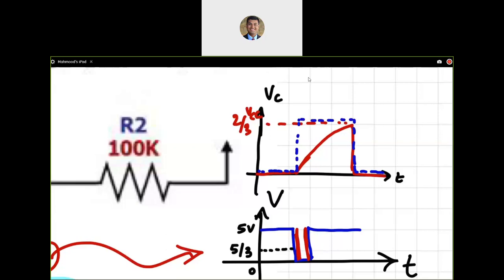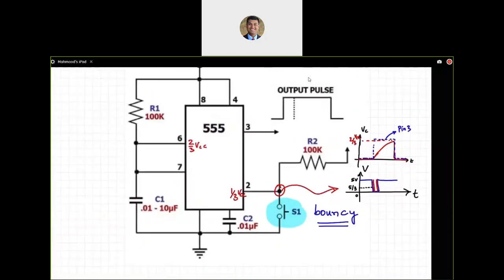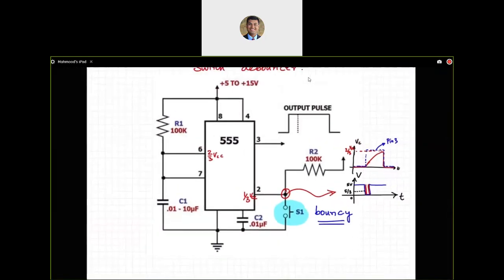Highlighted in blue is pin 3, which is the output that we desire. As you can see here, we pressed this button only for a short duration of time, but because we were charging a capacitor through a resistor slowly, we had a time constant, and only when it reached 2/3 of VCC was it allowed to discharge. That gave us that clean pulse. So that's the operation of this switch debouncer that we have been considering.